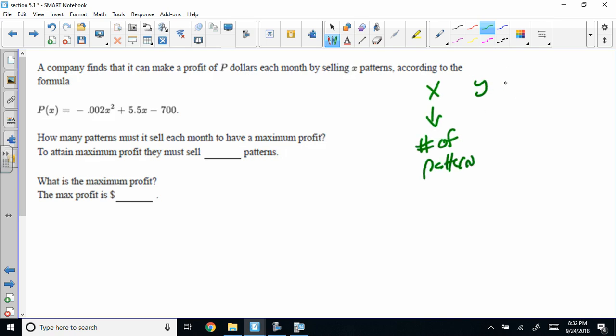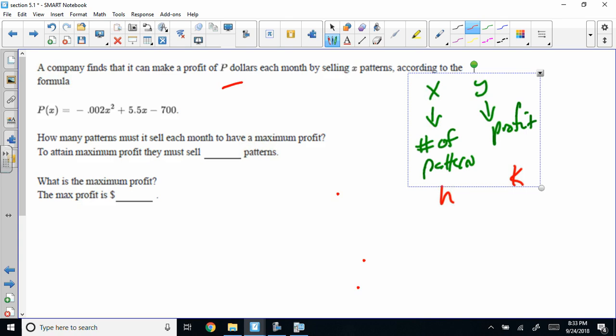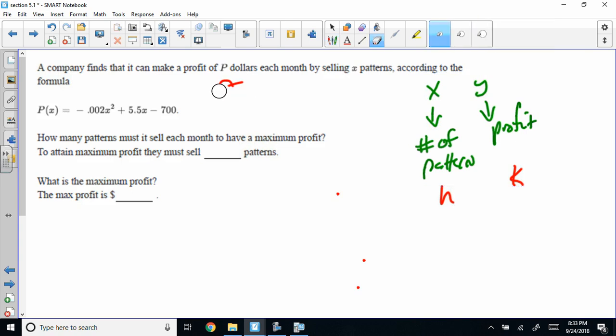The y is the profit, right? Now, I'm using x and y, but it's really going to be my h and my k, right? Because they want to know what's my highest, the maximum. That baby's got to open down, right? It's opening down. It's got a negative 0.002. So here we go. A, well, I don't want that. A equals negative.